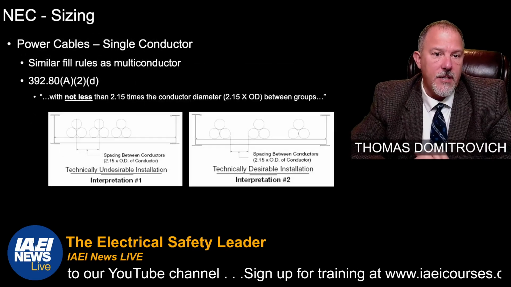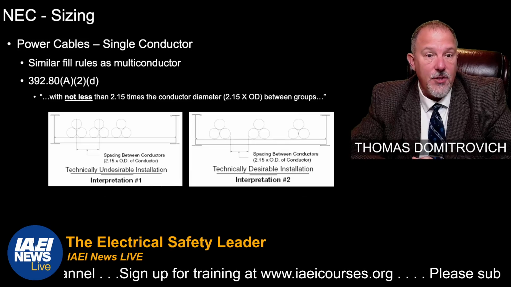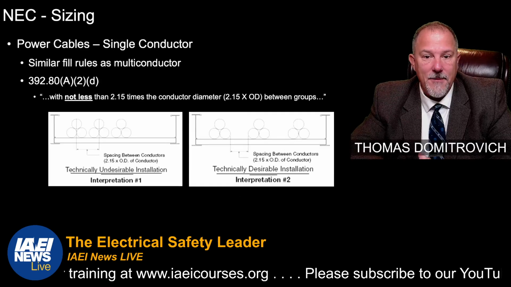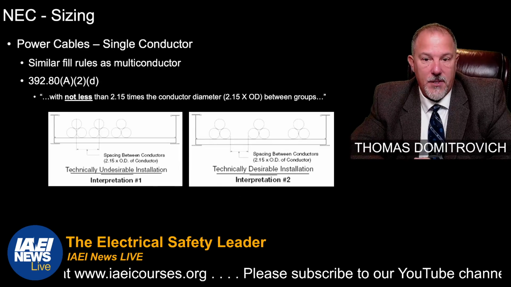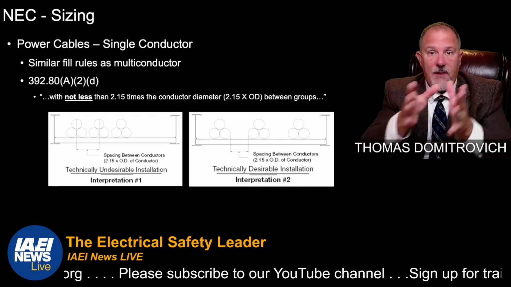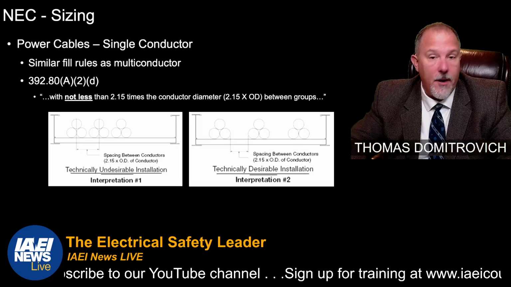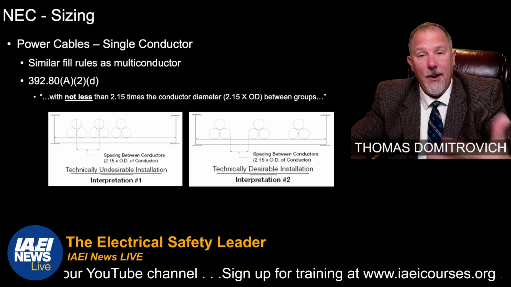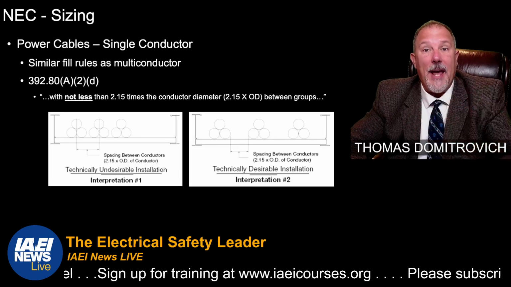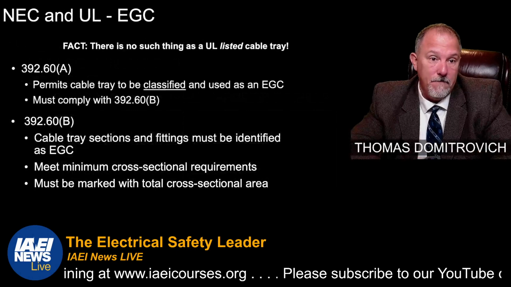Power cable, single conductor, 392.80(A) to (D), with not less than 2.15 times the conductor diameter between groups. So in some cases, this is where you'll need your ties, and you want to maintain that distance between those conductors because it's a code requirement, and it's all about air circulation. It's all about your ampacity calculations, your conditions of installation.